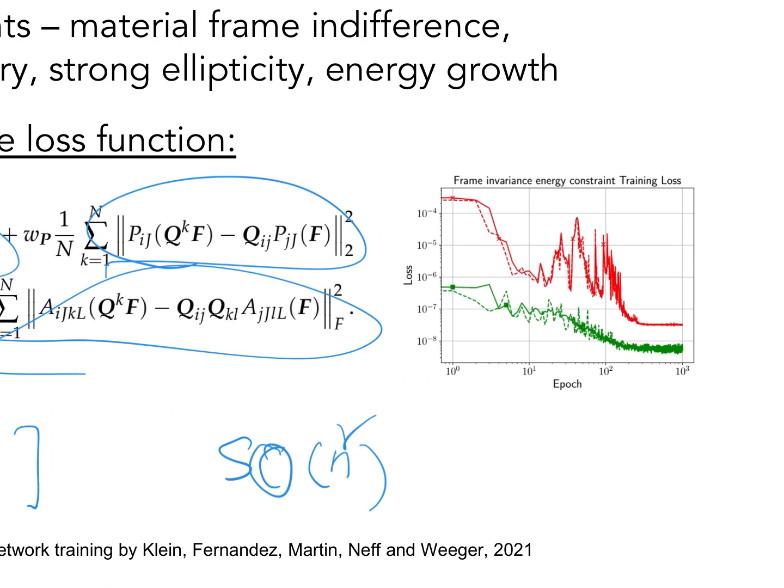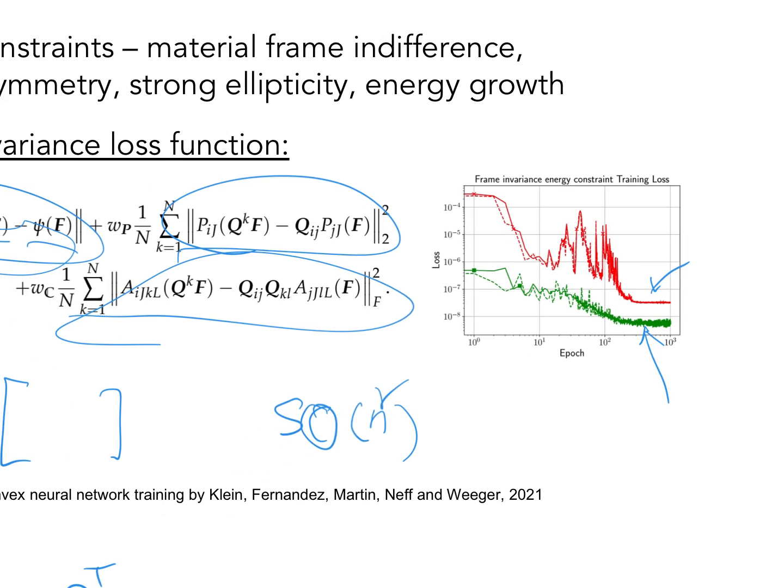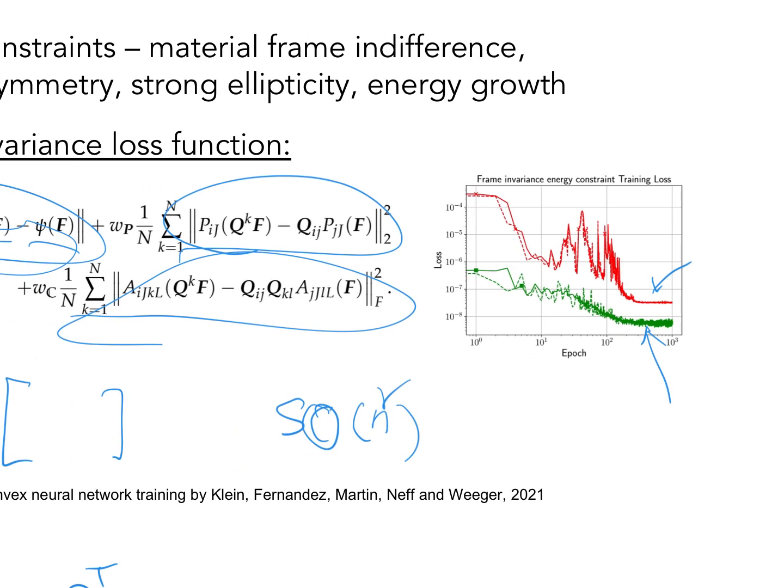And you can see the result. These are two results. Without doing this, it's actually not that bad. So sometimes you don't really need it. But if you enforce that loss function explicitly, you can eliminate the annoying fact that if you rotate your frame, you get slightly different stress predictions. I think it bothered me a lot. Maybe I don't know whether it bothered other people.